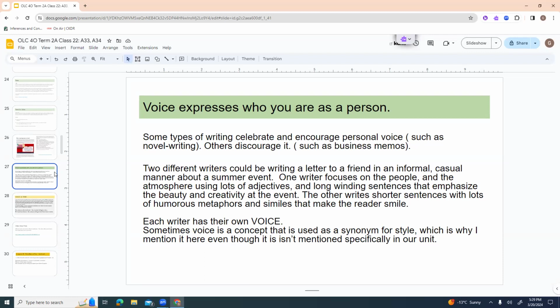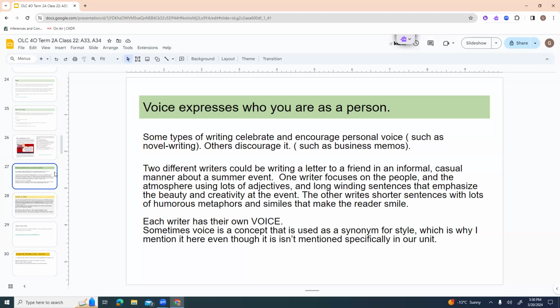One writer focuses on the people and the atmosphere, using lots of adjectives and long, winding sentences that emphasize the beauty and creativity at the event. The other writer writes short sentences with lots of humorous metaphors and similes that make the reader smile. So every writer has their own voice.